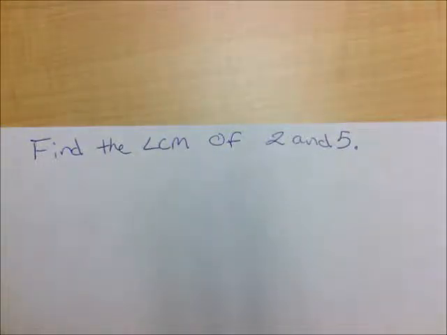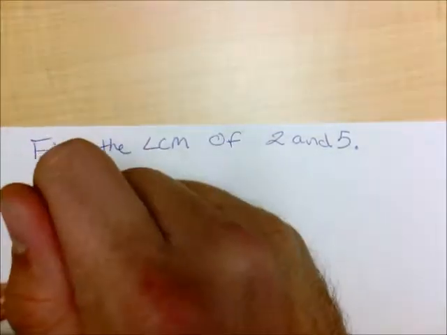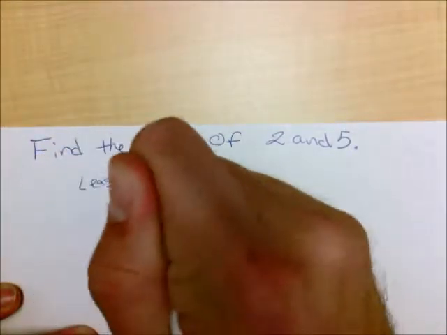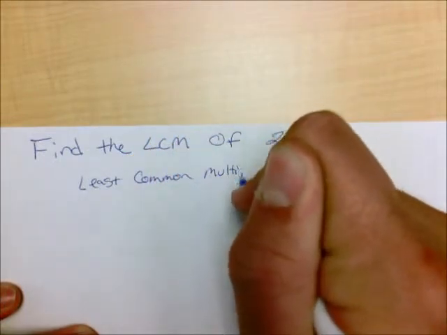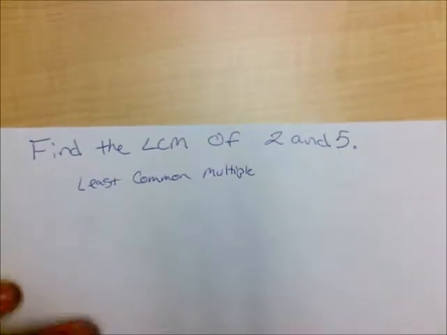So in this lesson, we're going to look at finding the LCM of two different numbers. Students are going to be asked a question similar to this: find the LCM of 2 and 5. Well, before we can do anything with this, we need to understand what LCM is, or at least what it stands for. LCM stands for the least common multiple. Alright, so the least common multiple.